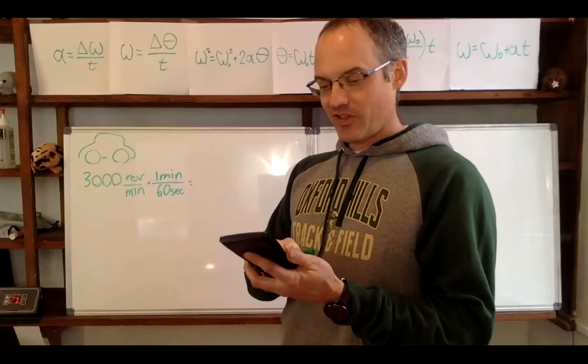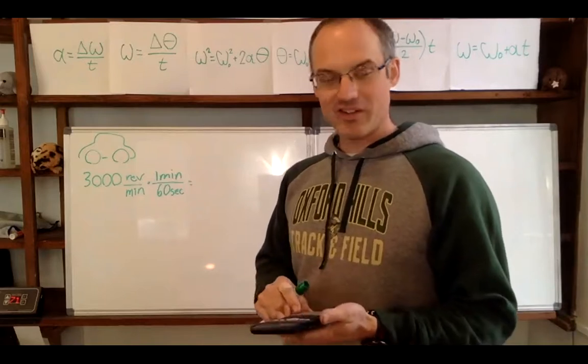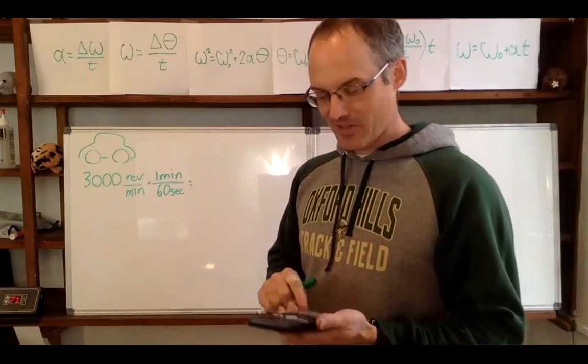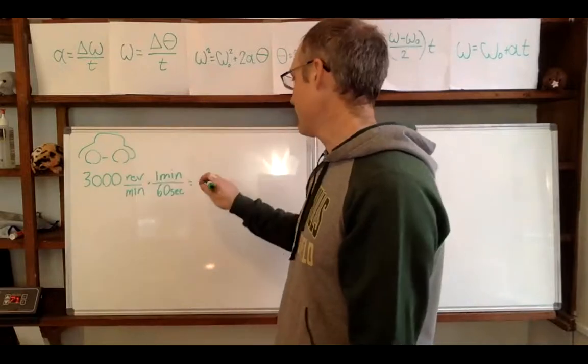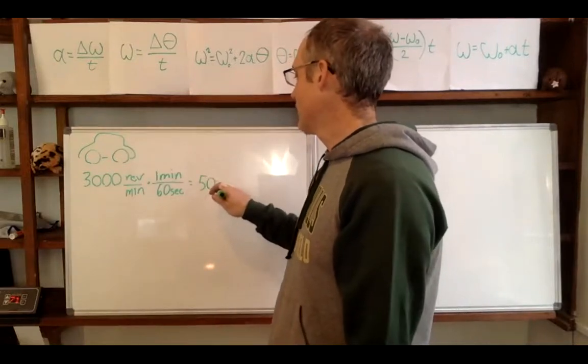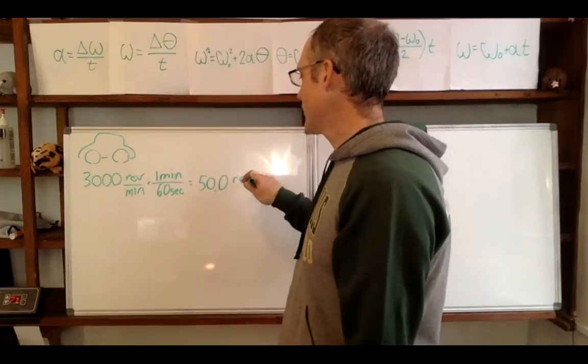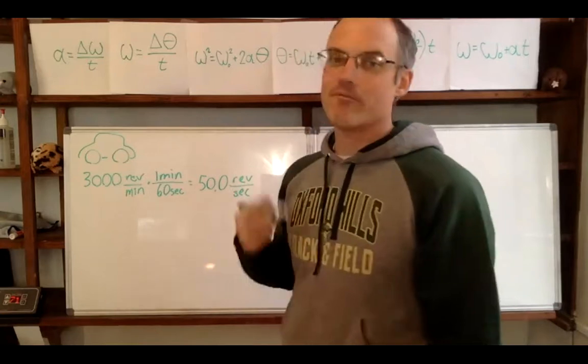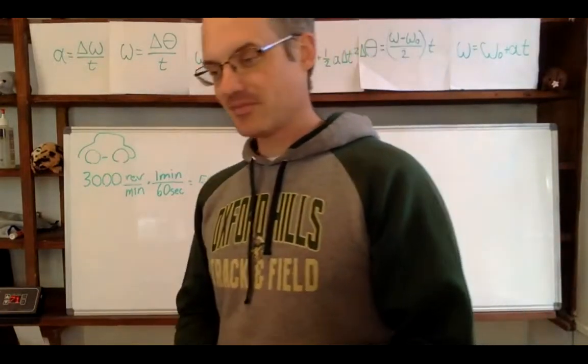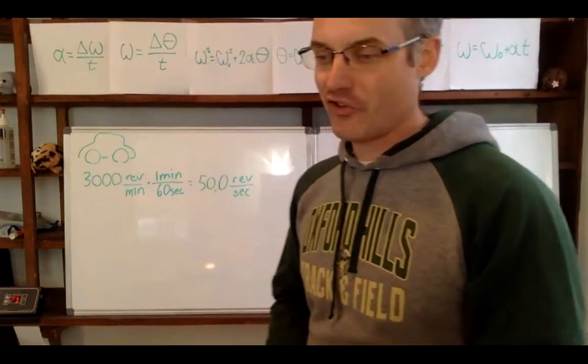So we're going to take 3,000, and I'm doing this on a calculator, divided by 60. That's 50. So we're going at 50 revolutions per second. That sounds like quite a bit. That's faster than I could pedal a bike for sure.